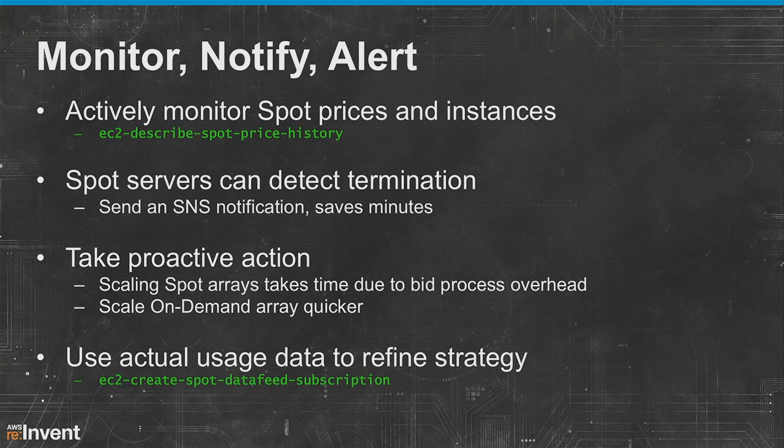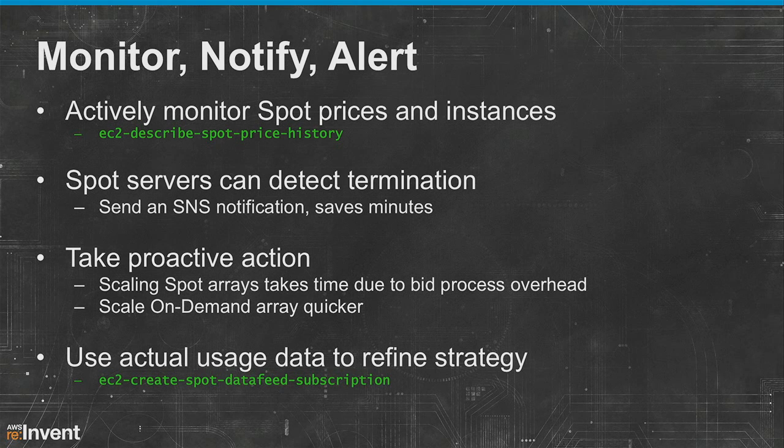When your spot servers get terminated, the servers themselves are actually aware that they are getting terminated. So if you have spot servers, for example, that are getting terminated, and as your backup plan, you're scaling up an on-demand array, well, if you have your spot servers notify, as opposed to just waiting for the capacity to disappear, you can save valuable minutes on the scale-up time. There are various techniques that you can use to make things a little bit easier. You need to be taking proactive action to make sure that you are, in fact, getting the savings.